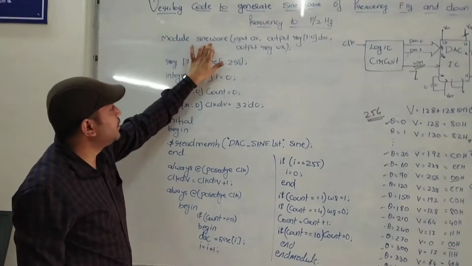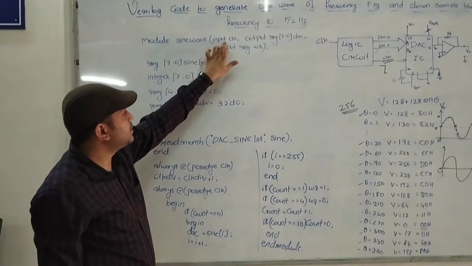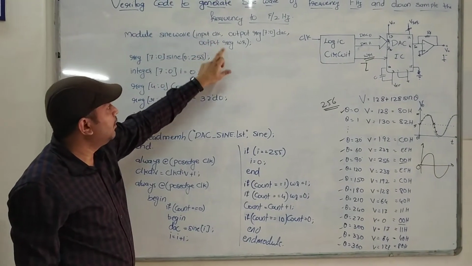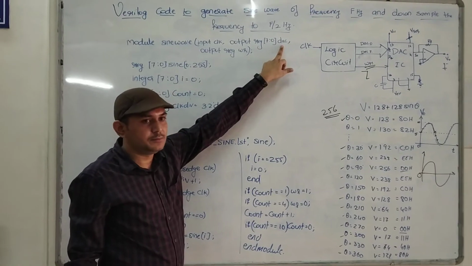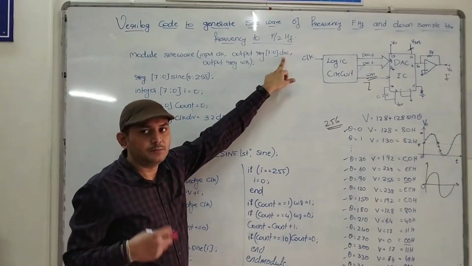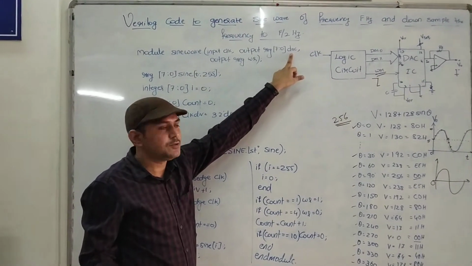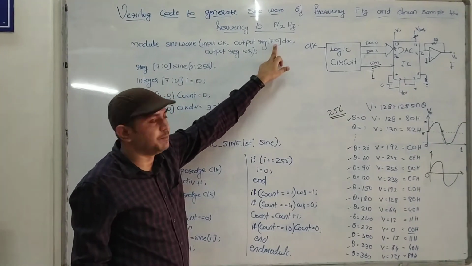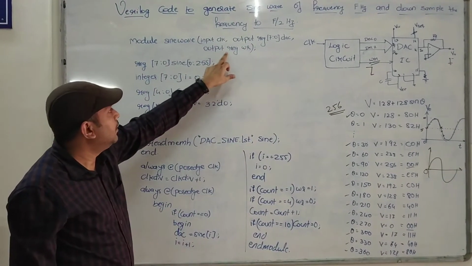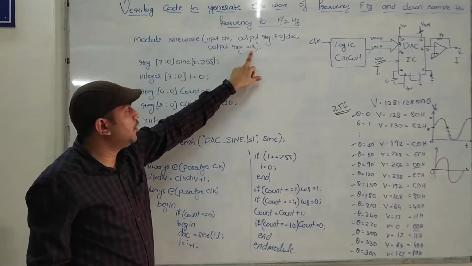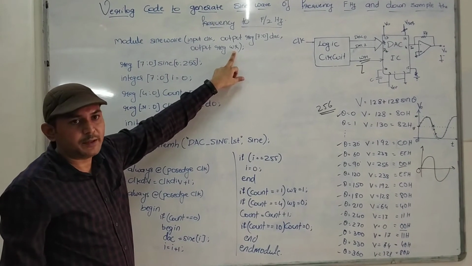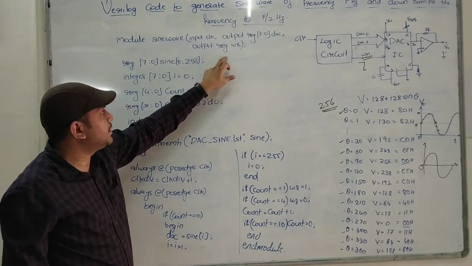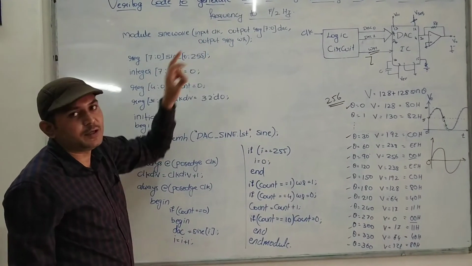So module sine wave is my module name. The only input is the clock. Output is 8-bit digital data which I have named DAC, since this digital data is given to the DAC IC. And a register value WR, which is the write pin, is of 1 bit and of data type reg. These are the two outputs and this is the only input.